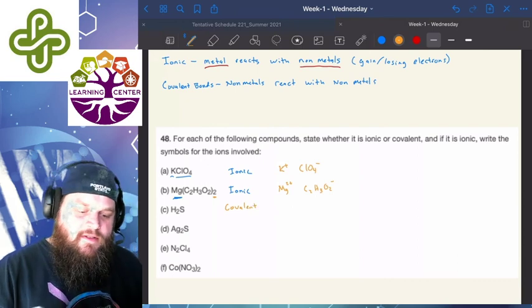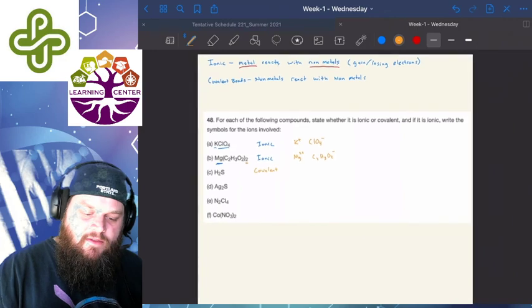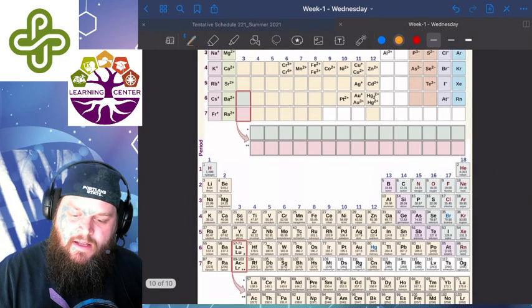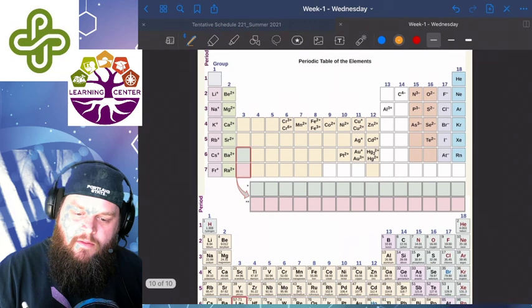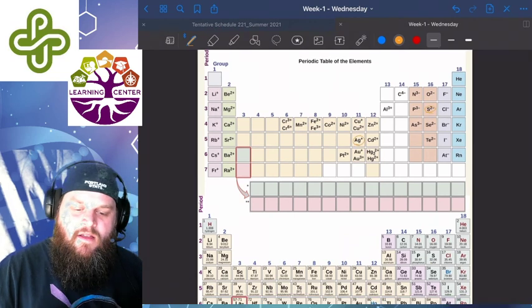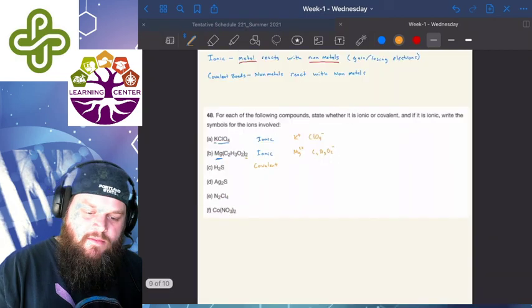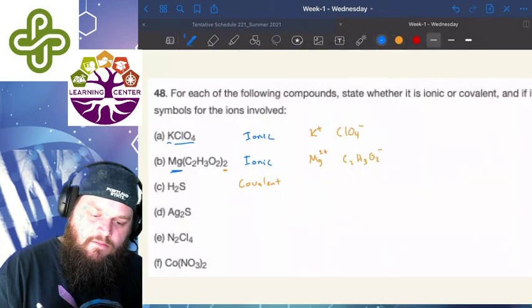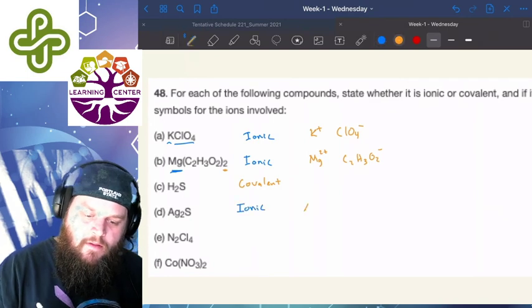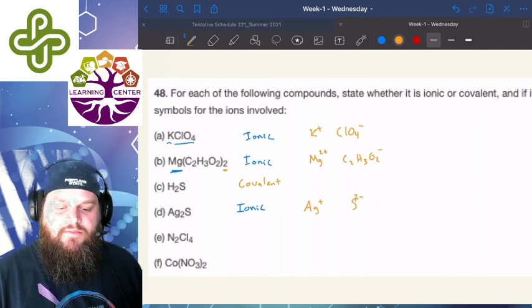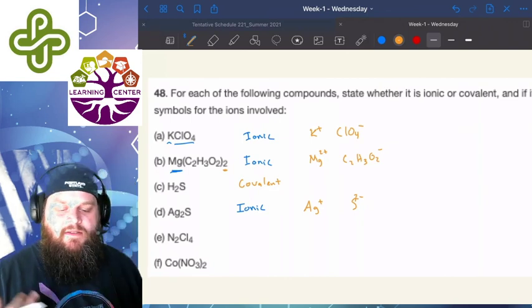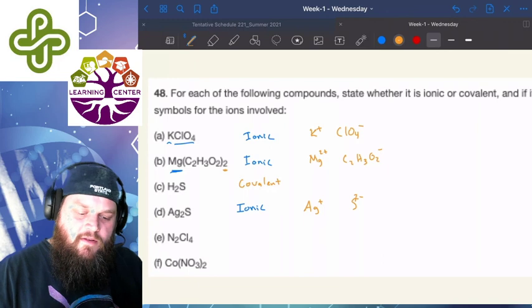Our Ag2SO4, disilver sulfate. Again, S is there, but silver is over here. That makes it ionic. Ag is a plus, and sulfur is a -2. Notice there's 2 silvers to balance that -2 charge on the sulfur.